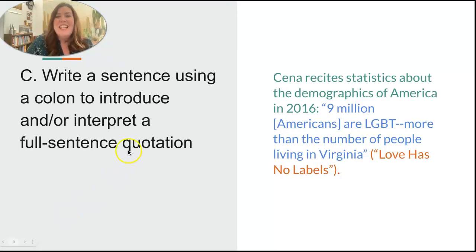Let's take a look. Cena recites statistics about the demographics of America in 2016. So do you see how before the colon, that's a complete sentence? But now we have the equal sign saying, let me tell you about that. And now we have the quotation: 9 million Americans are LGBT, more than the number of people living in Virginia. And then we have our citation, and again, the period comes at the end. So you notice that maybe when you use this phrase, maybe you say LGBTQ+. But that's not what John Cena said, so we're going to take his direct quotation.